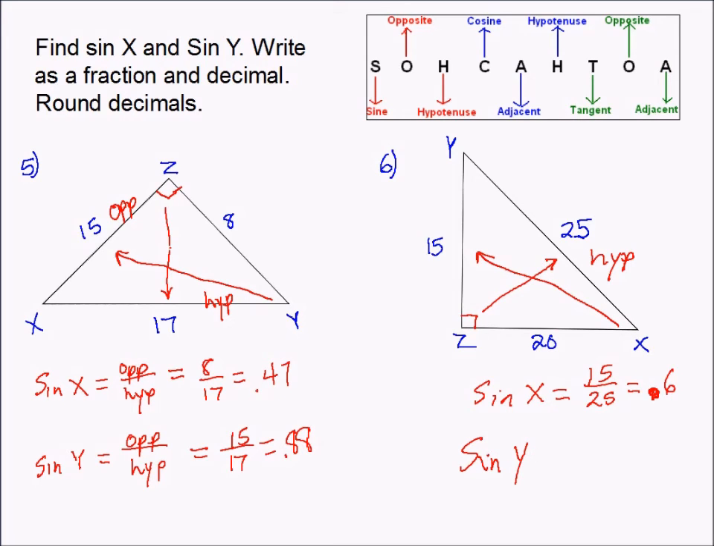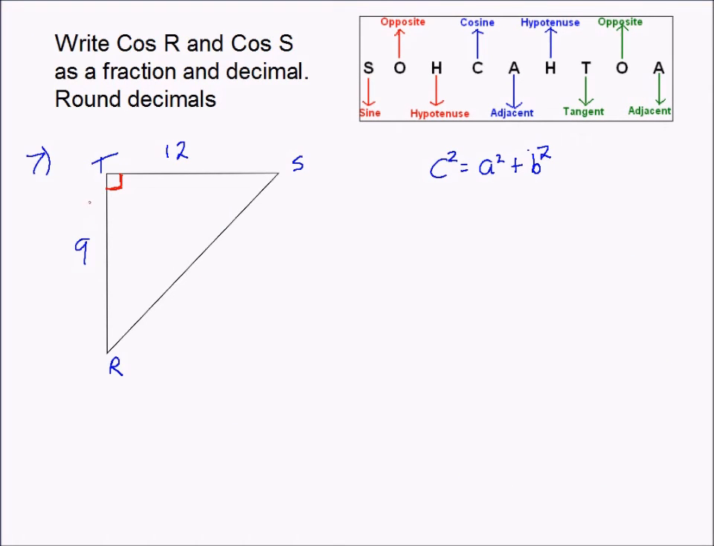And then I have sine of y. So let's go ahead and delete this arrow. Hypotenuse stays the same. So for sine of y, we know that the hypotenuse is still going to be 25 on the bottom. And then the opposite of y is 20. So this is going to be 0.8, 4 out of 5.